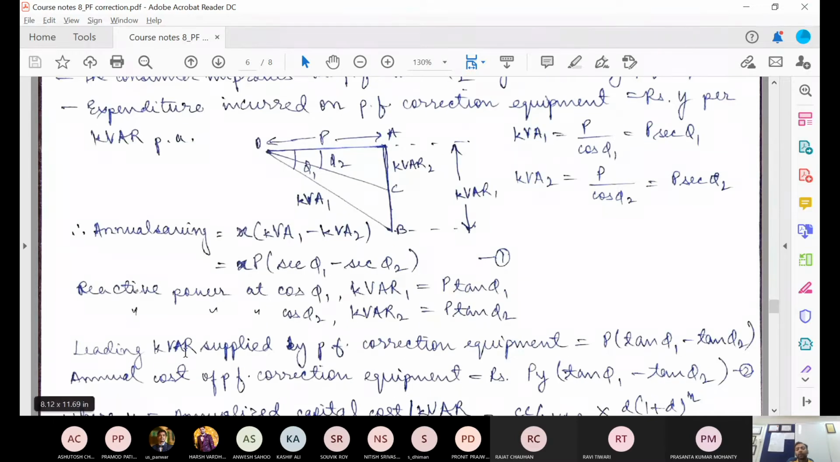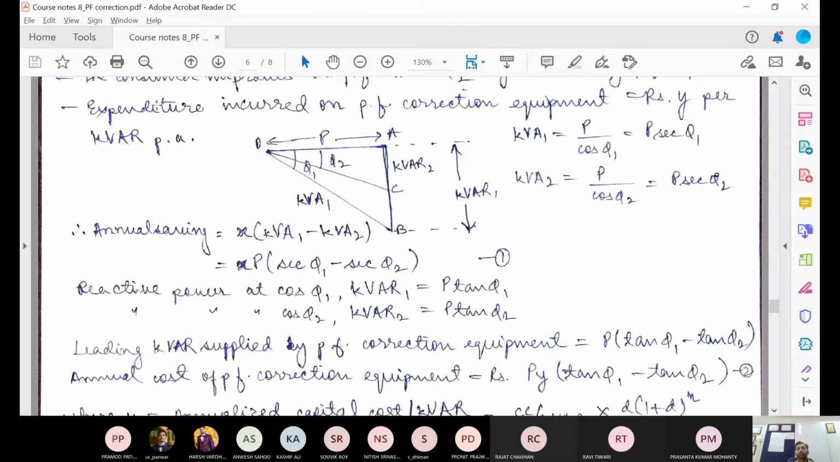So the leading kVAR which is supplied by the power factor correction equipment is the difference of the two, P tan phi 1 minus P tan phi 2. Earlier the reactive power demand was higher, P tan phi 1. Now the reactive power demand of the circuit is lower, P tan phi 2. And the difference of the two is what is being supplied by the power factor correction equipment. So kVAR supplied by power factor correction equipment is P times (tan phi 1 minus tan phi 2).